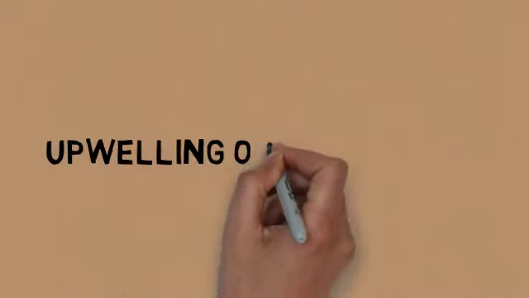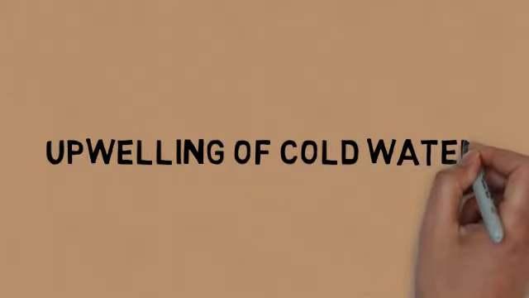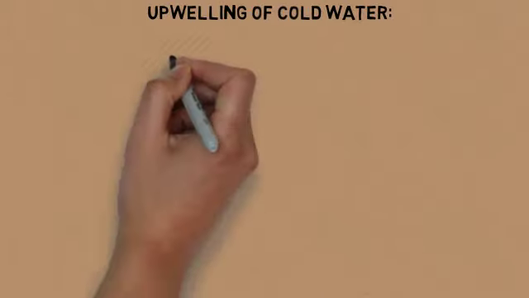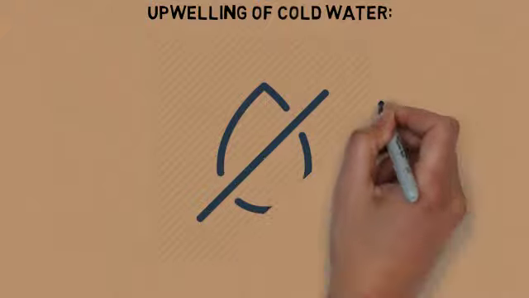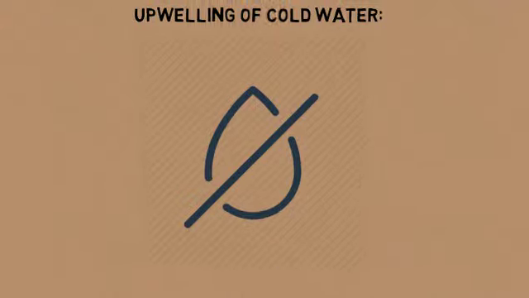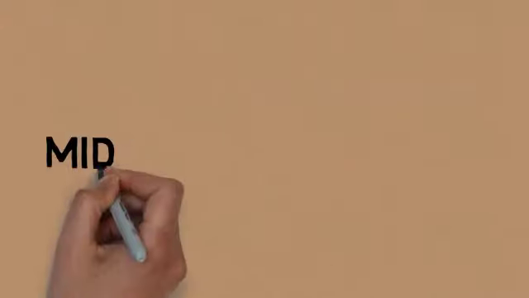Upwelling of cold water. Winds to the west of the Sahel region lose their moisture and therefore have little to no precipitation once they reach land. This is a cause of aridity in the western regions of the Sahel.